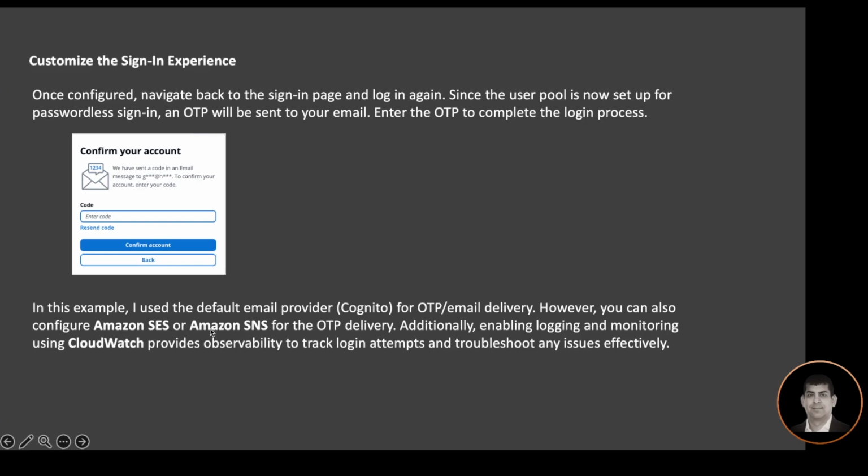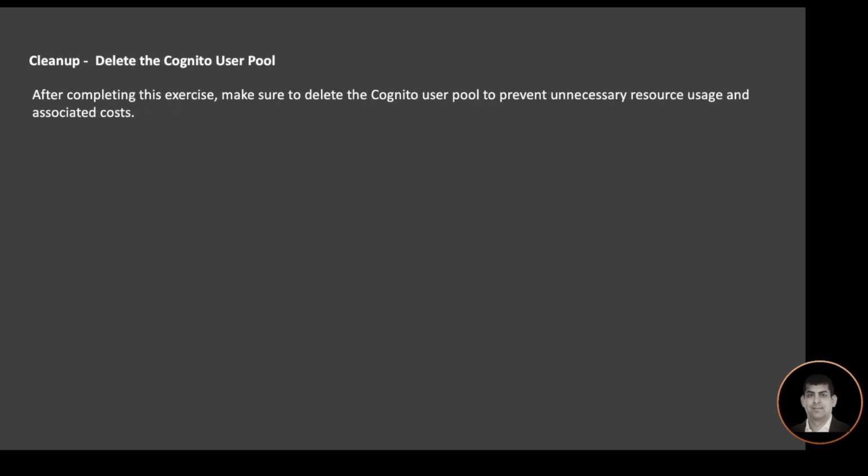In this example, I used the default email provider, which is Cognito, for OTP email delivery. However, you can also configure Amazon SES or Amazon SNS for the OTP delivery. Additionally, enabling logging and monitoring using CloudWatch provides observability to track login attempts and troubleshoot any issues effectively. Once we're done with this exercise, we can delete the Cognito user pool, and that is just to prevent unnecessary resource usage and associated cost.